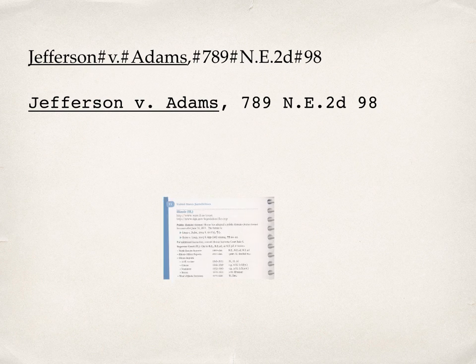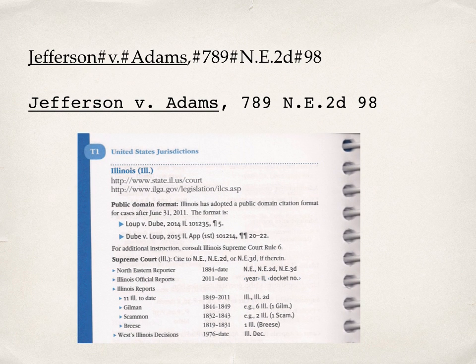Here's your answer. Did you remember to underline only the name of the case and not the comma after the name? Did you pick the correct reporter? And did you use only one reporter? You might have been confused because just a few moments ago we talked about Illinois public domain sites. But remember, not every Illinois case has such a site. Only cases after June 31st, 2011 will have that public domain format. You needed only the Northeastern Reporter information for your case cite here.